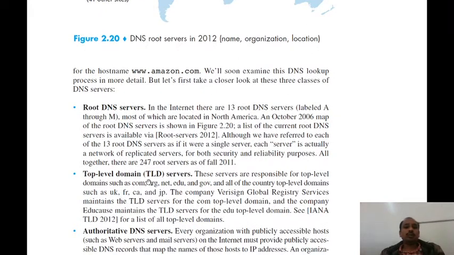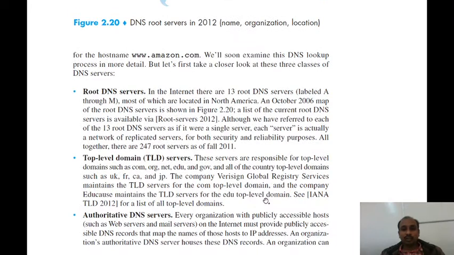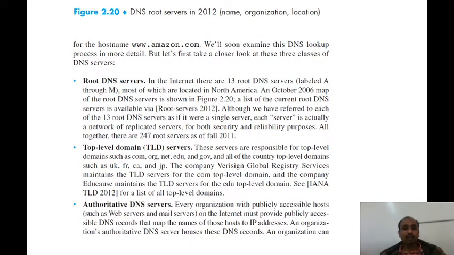Next, coming to the top level domain servers. These servers are responsible for top level domains such as .com, .org, .net, .edu, .gov and so on. That is why we have classified them into top level domains. Along with all this, we have country top level domains such as .uk, .fr. .uk means United Kingdom, .fr means France, .in means India, and so on. Country level top level domain servers are also there, right? Based on the company also, we can create a top level domain.